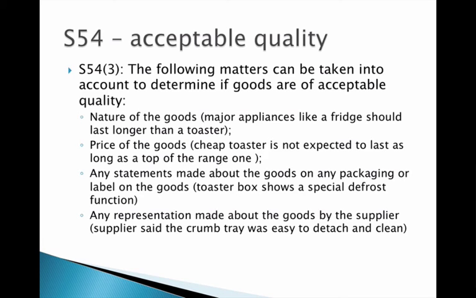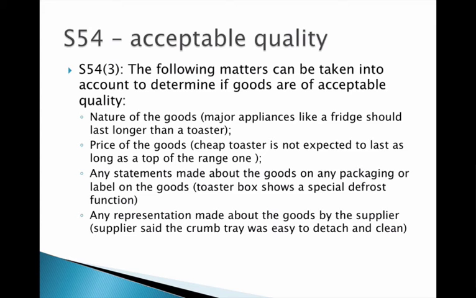So take our toaster example, right? You expect something like a fridge where you're paying hundreds or thousands of dollars to last a lot longer than a toaster where you might only pay $30, $40. You'd expect a top-of-the-line expensive toaster to last longer than a cheaper toaster. You'd expect that if the toaster says it can do something on the box, right, that it should be able to do that. And if you speak to the salesperson and they say the toaster has a special crumb tray, then it should have that crumb tray. That's part of acceptable quality.